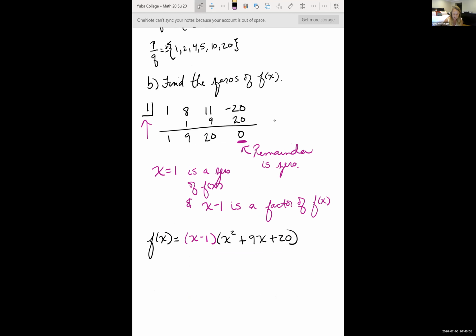I notice here that this actually factors further. I could use the synthetic division and keep testing numbers and see when I get back 0, or what multiplies to 20 and adds to 9. Well, that is 4 and 5, multiplied to 20, add to 9. So this would be x plus 4, x plus 5.